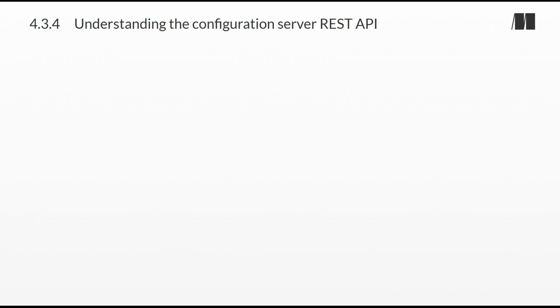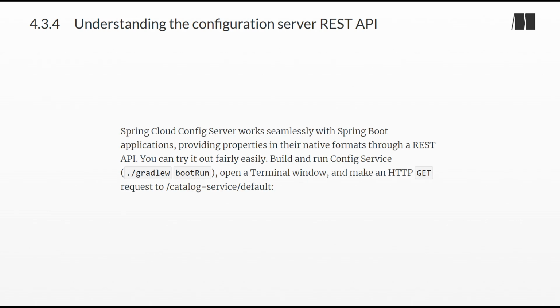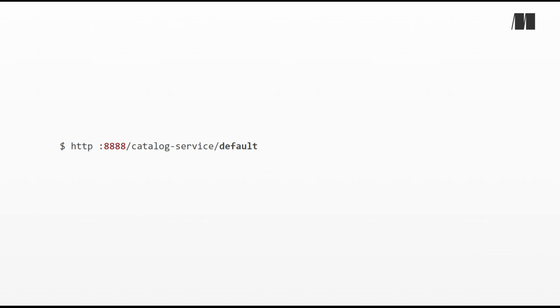Section 4.3.4, Understanding the Configuration Server REST API. Spring Cloud Config Server works seamlessly with Spring Boot applications, providing properties in their native formats through a REST API. You can try it out fairly easily. Build and run config service with ./gradlew bootRun, open a terminal window, and make an HTTP GET request to /catalog-service/default. See this code?